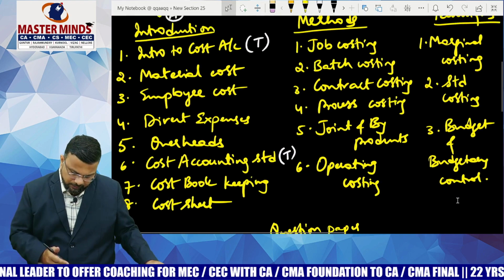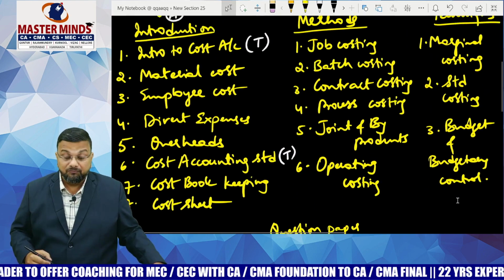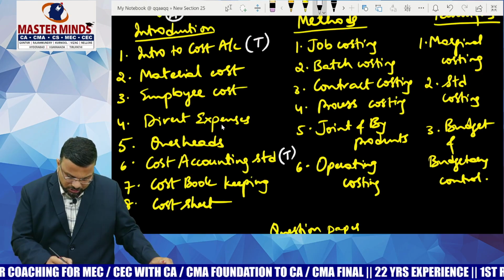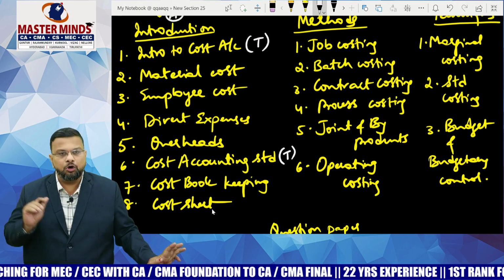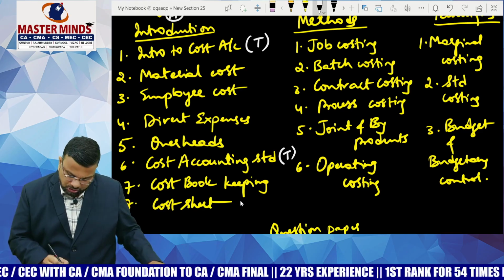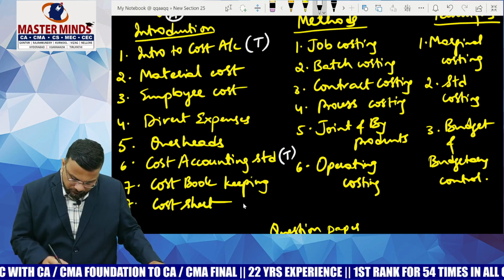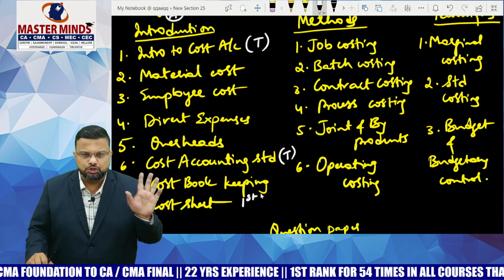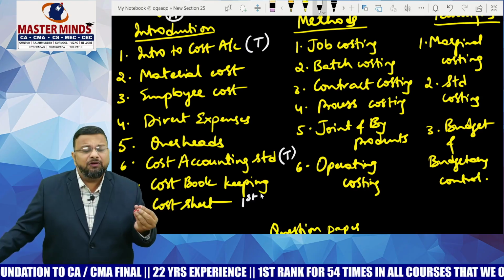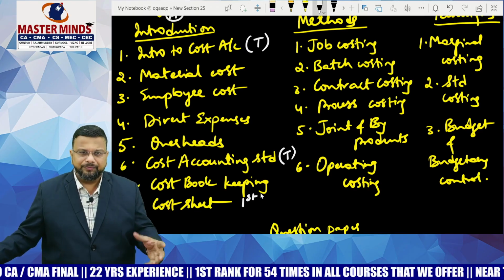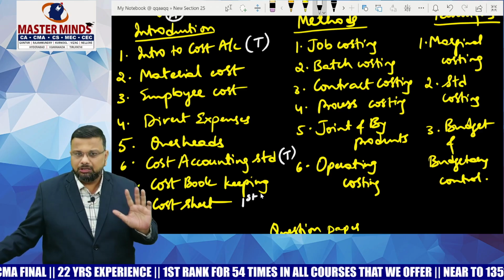Altogether you have here 6 chapters. Now from which is it most likely that you will get a problem? Material cost, employee cost, direct expenses, overheads, cost bookkeeping, cost sheet. Must and should, you will get a problem from cost sheet. So start your preparation with cost sheet. First preference should be cost sheet. Very easy to prepare, damn sure question. You will feel confident. You can complete the cost sheet in very less time. So start with the cost sheet chapter.